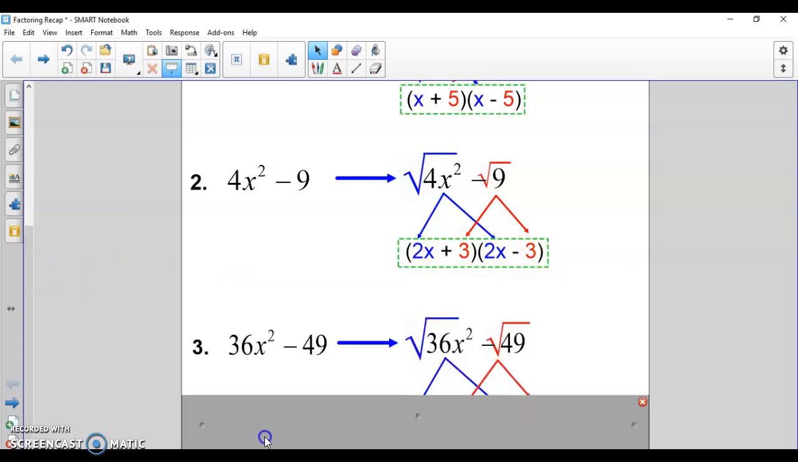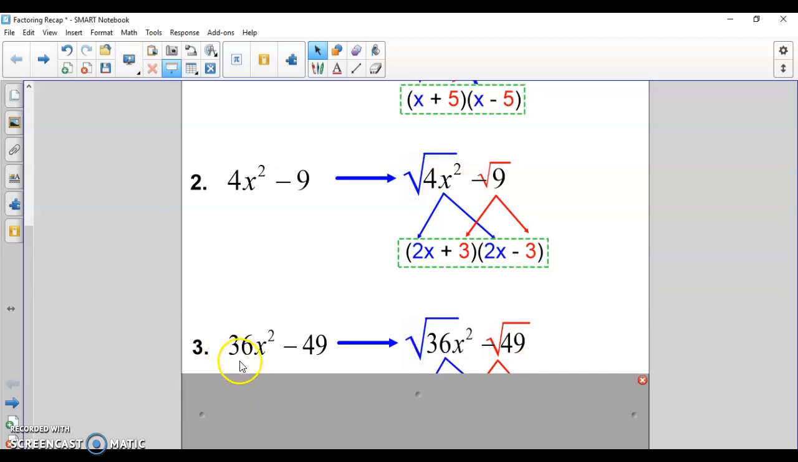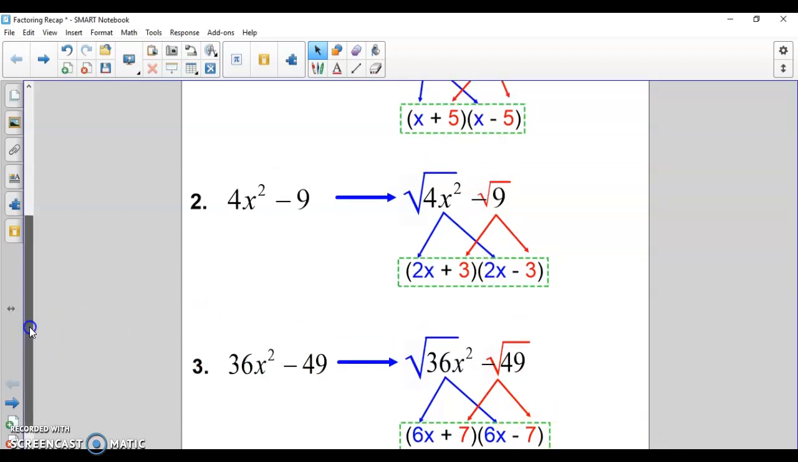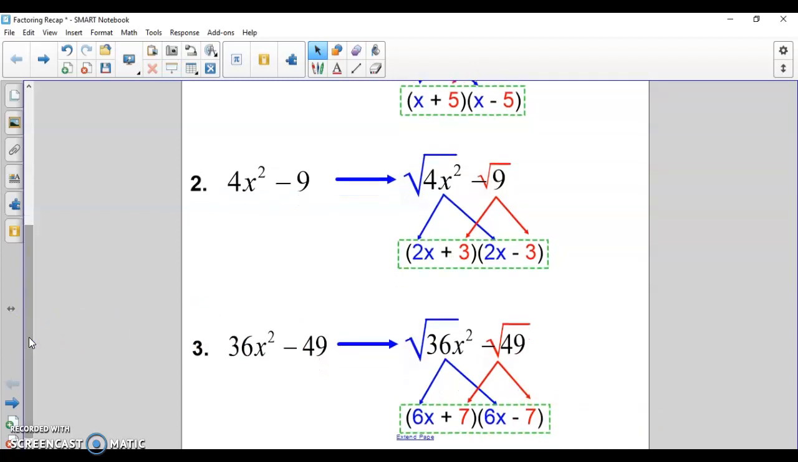Last one. 36x squared minus 49, square root of both. Square root of 36 is 6, square root of 49 is 7, so it's 6x, 6x, 7 and 7, plus minus, done. That's it on those perfect square types. That's all I'm going to have you do. Nothing more than that this week. Should be pretty easy.